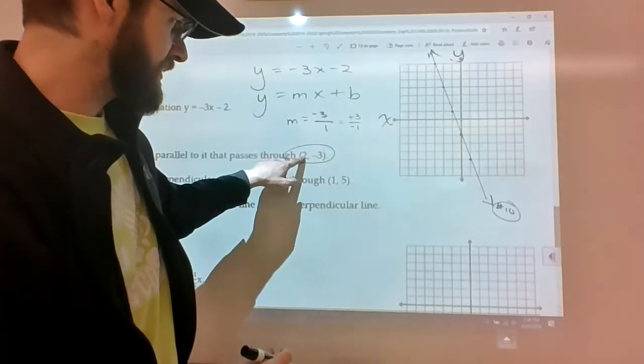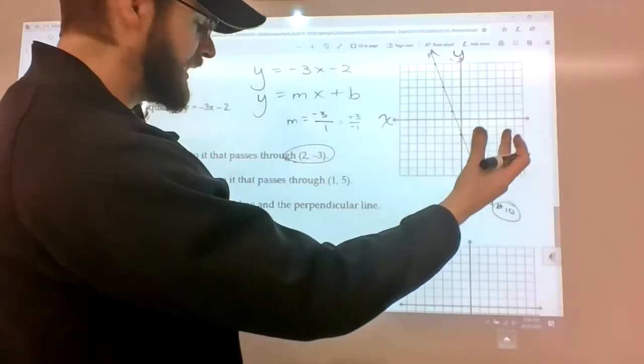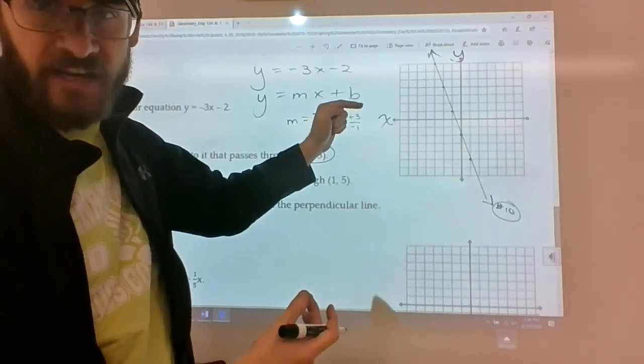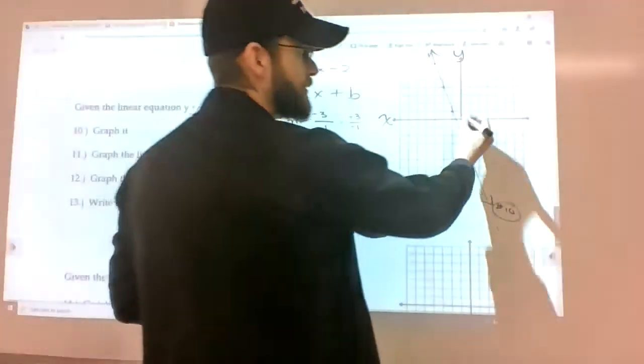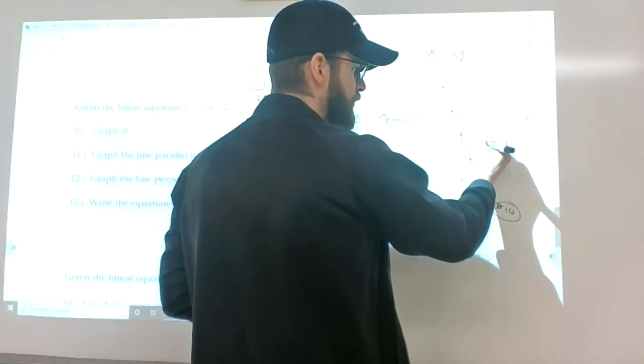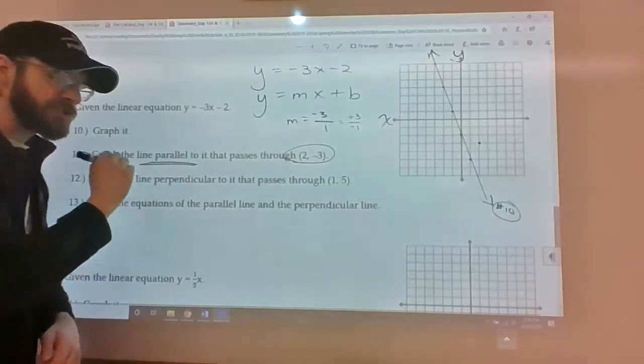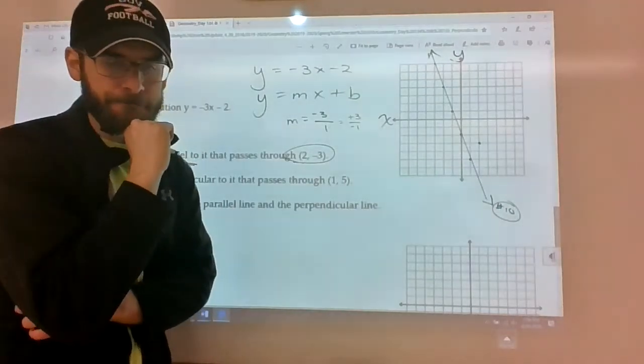So x left, y right. So the x-coordinate's 2. You're going to go right 2. The y-coordinate's negative 3. You're going to go down 3. So right 2, down 1, 2, 3. So what's special about parallel lines?